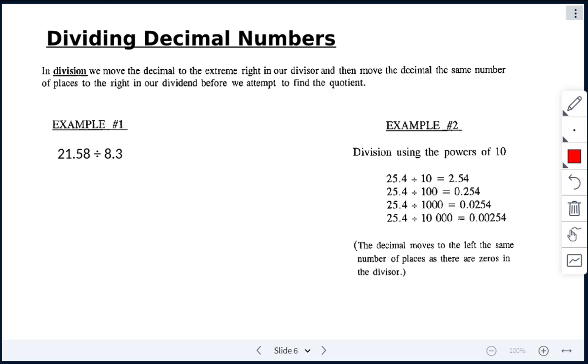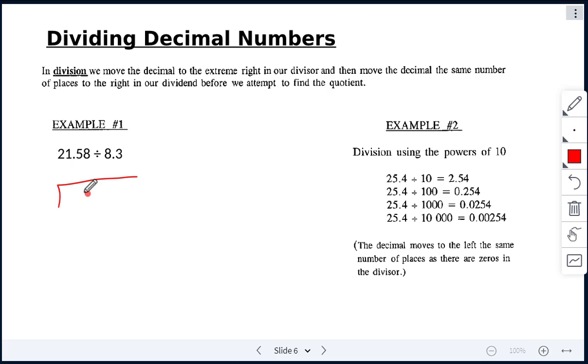All right, so next is dividing decimal numbers. So let's read the rule here. In division, we move the decimal to the extreme right in our divisor, and then move the decimal the same number of places to the right in our dividend before we attempt to find the quotient. So just remember your terms there. The quotient is the answer, and when we're setting this up like this, 8.3, that's our divisor, and the 21.58, that's our dividend.